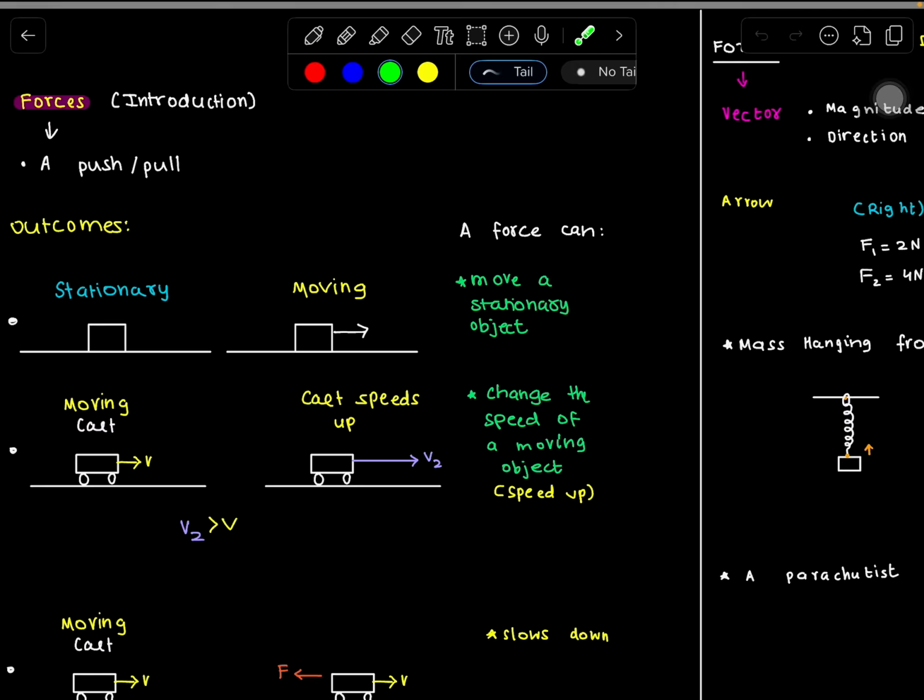A force, we've been studying it ever since, is a push or a pull. A force can do different things. It can make a stationary object move. If you have a box on a table and you push it, the box will start moving and then come to a halt after a while. It stops moving because there's a counter force, friction, that tries to stop the moving object. We'll discuss friction in a while.